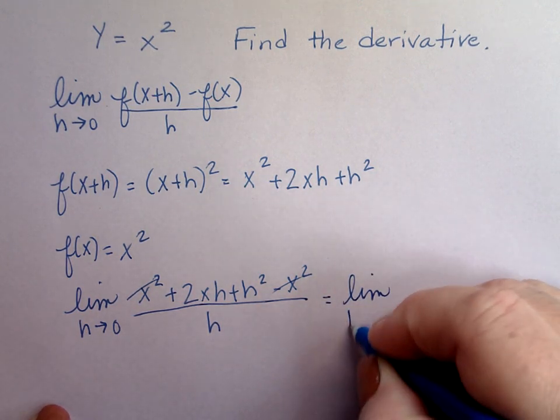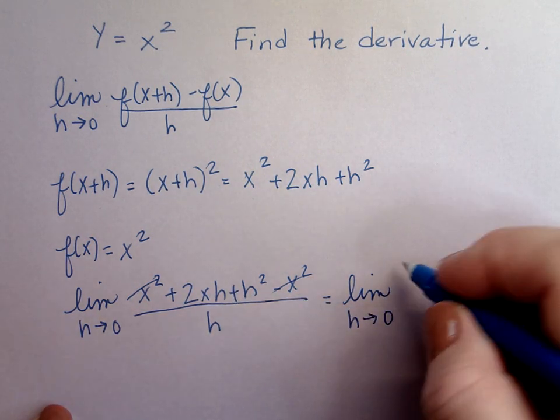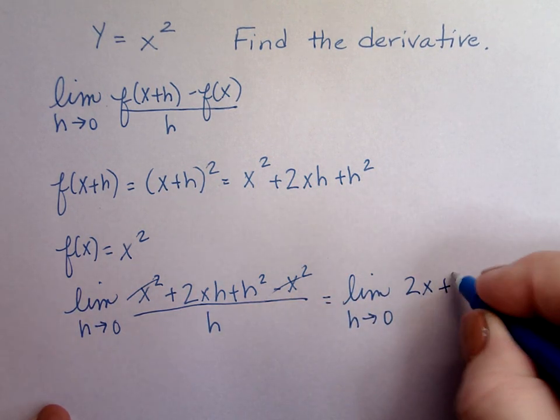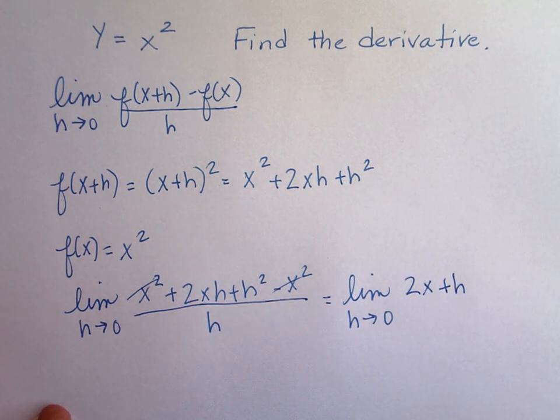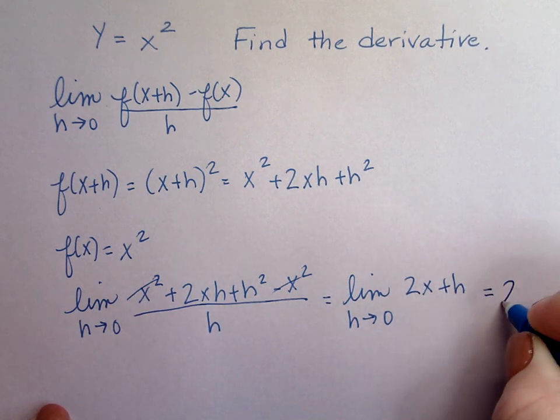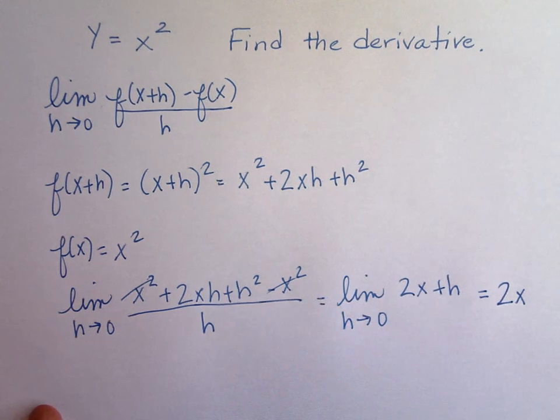So now I'm at the limit as h approaches 0 of, if I divide out the h, I've got 2x. If I divide out the h here, I have a plus h. And now I'm ready to take the limit. So I plug a 0 in for the h, and I end up with a derivative that is 2x. And you say, yeah, that's really cool. That's what we've been doing all along.